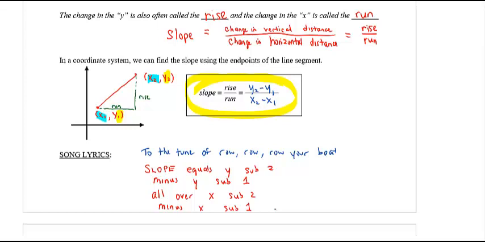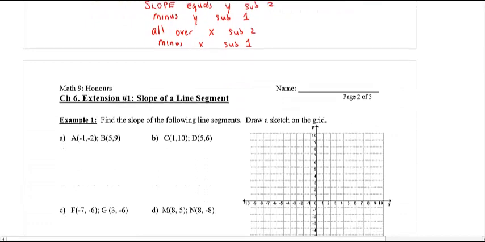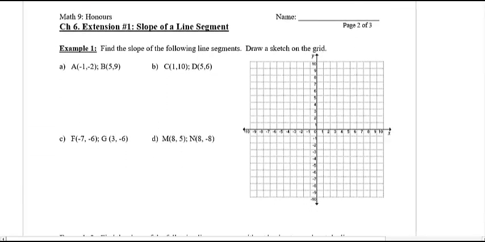See? Catchy tunes. Get it in your head, memorize it, and know it well. That's your assignment, to sing this 10 times or more. Alright, here's example number 1 now. Can you find the slope of the following line segments? And I also want you to draw it out on the grid to double check.